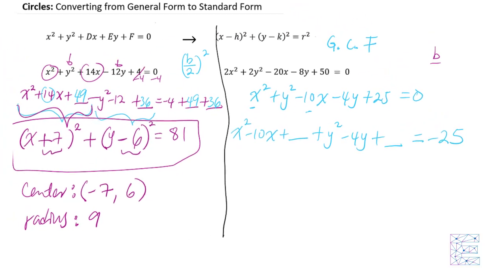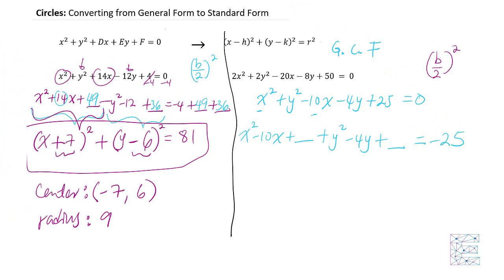Remember, blanks are filled by using the tiny little formula b over 2 squared. Well, the b value here is negative 10. Negative 10 divided by 2 is 5. 5 squared is 25. So if you put a 25 there, you have to put a 25 on the right side as well. Now on to filling in this blank. B value is negative 4. Negative 4 divided by 2 is negative 2. Negative 2 squared is 4. So if you put a 4 there, we have to put a 4 here also.